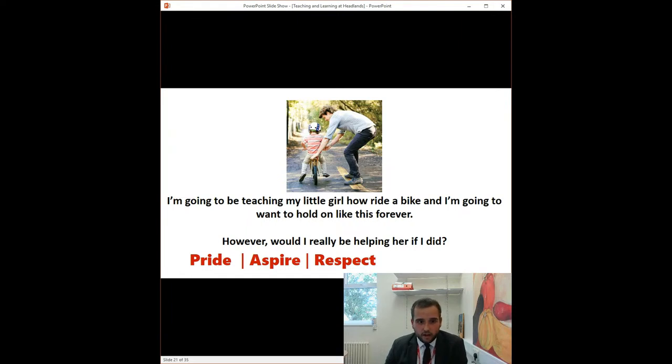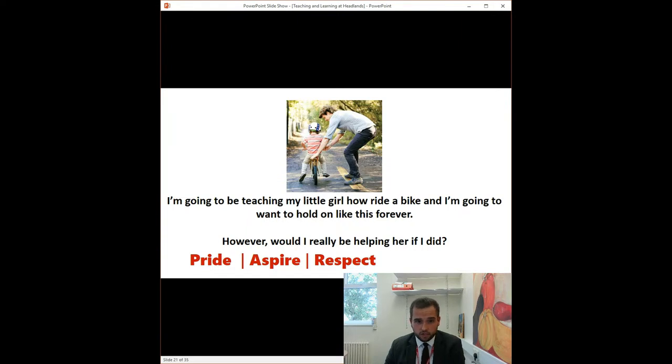Second question is, I'm going to be teaching my little girl about how to ride a bike, and I'm always going to be wanting to be holding on like that. That's not me in that picture. It's just somebody, but could be me. I'm always going to want to be holding on because I won't want her to fall off. But actually, the second question is, if I was always holding on and I didn't let go, would I actually be doing her any favors in terms of learning to ride a bike? And again, I think we'd all agree that I wouldn't be, because you never learn to ride a bike.